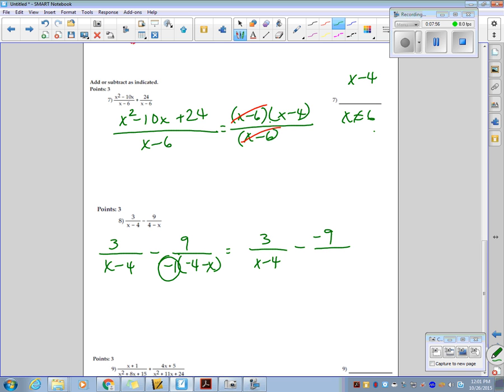And then I'm going to rearrange this as x minus 4. So the denominators are the same. And 3 plus 9 is 12. So it's 12 over x minus 4. And x cannot be 4 for the answer on that one.